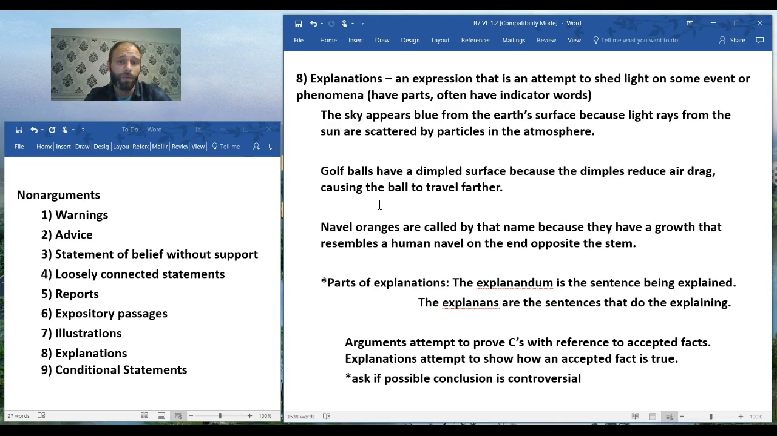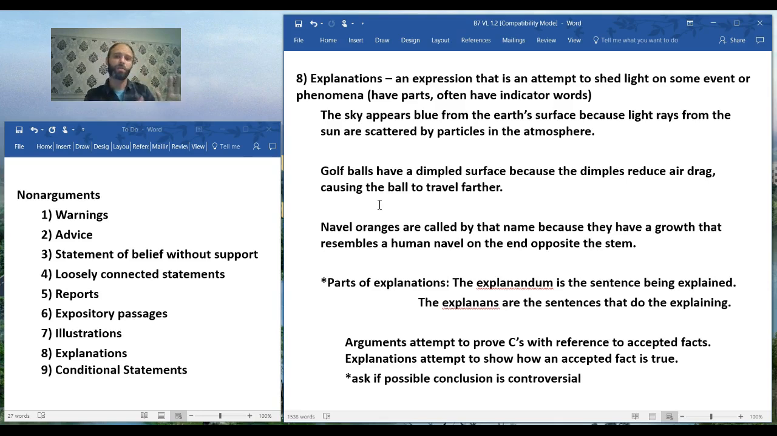Take the next example. Golf balls have a dimpled surface because the dimples reduce air drag, causing the ball to travel farther. Now again, the conclusion here would be golf balls have a dimpled surface, but that's, again, immediately obvious. You can just look at a golf ball and see that it has a dimpled surface. If somebody was going to try to prove this, if this was controversial, then maybe you were trying to argue with somebody who had never seen a golf ball, and you would be trying to argue that they have a dimpled surface, and you would maybe show them different pictures.